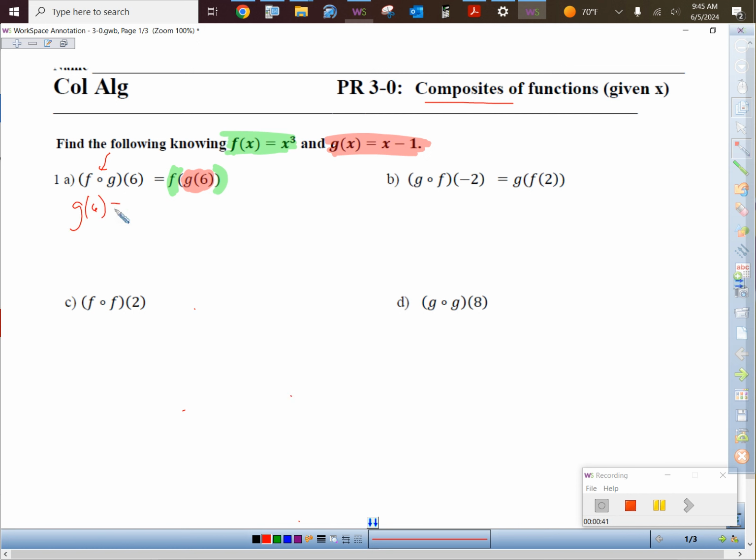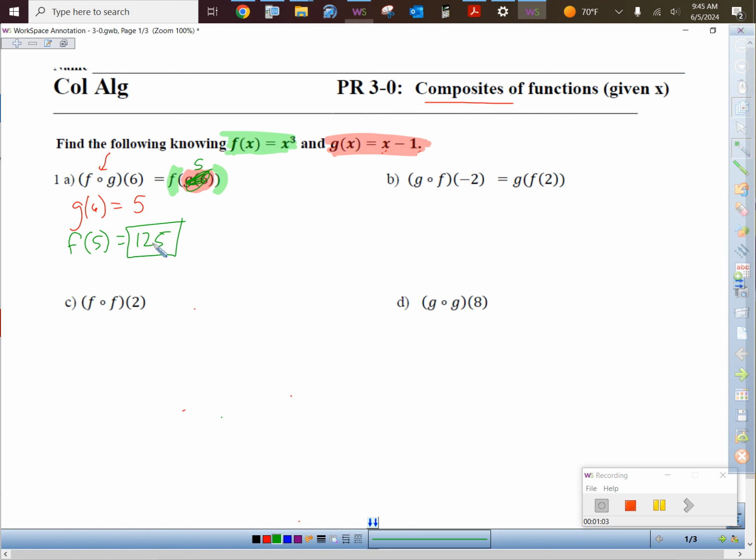I think it's very helpful to write these things down. So the first thing I have to do is find g of 6. I'll put 6 in for x, and that gives me 5 back. But then the composite means, since this turned out to be 5, I'm now going to find f of 5. So I put 5 in for x right here, and 5 cubed is 125. And that is the final answer. On homework, you will just type in 125. So f of g of 6 is 125.